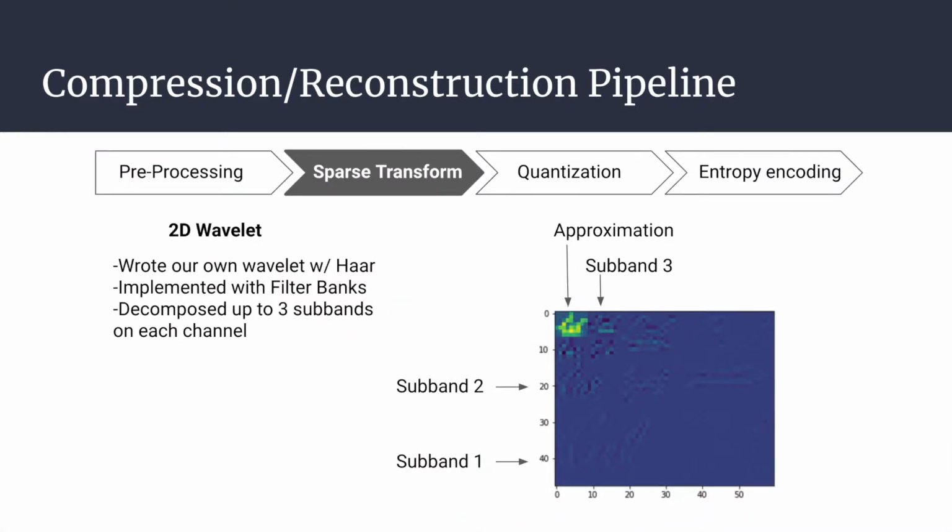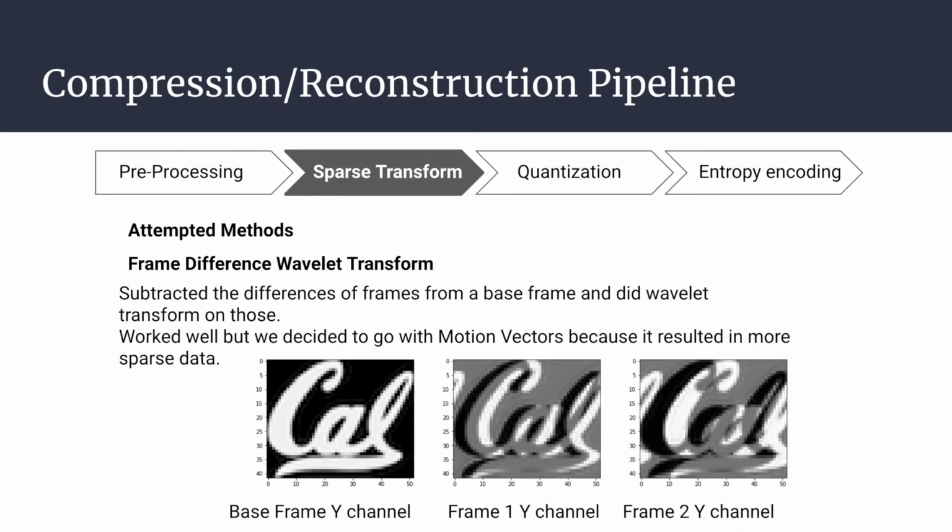After chroma subsampling the keyframes, we use the Haar wavelet transform to project each channel into a more sparse basis. Our implementation mimics the PyWavelets library and uses filter banks for fast computation. The first thing we tried was choosing a base frame and subtracting that base frame from the rest of the frames. Then we used a wavelet transform on each of these differences.